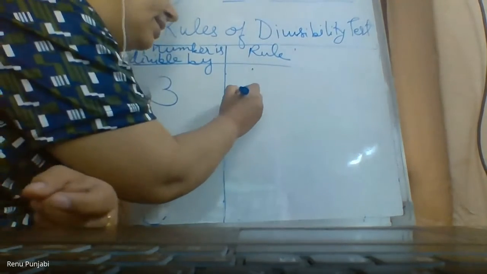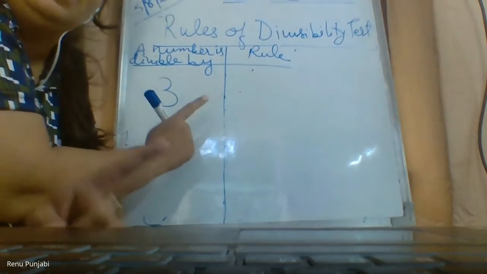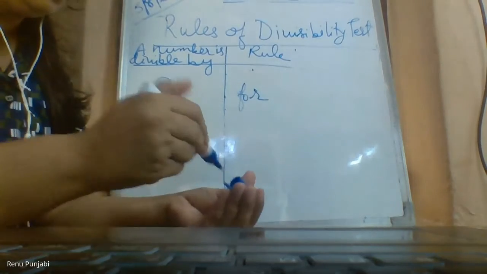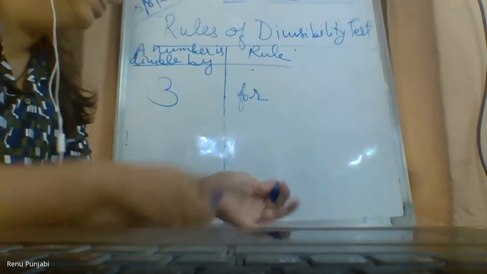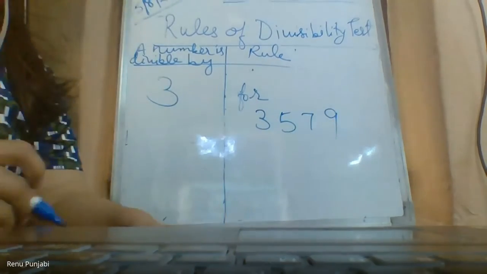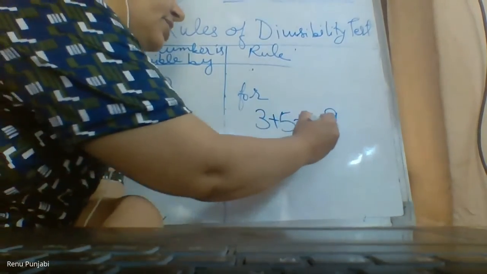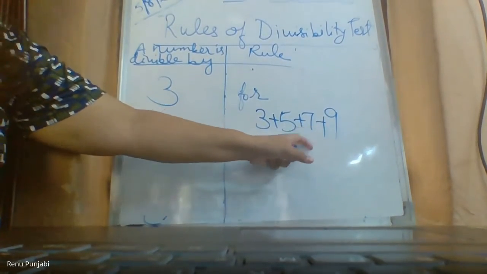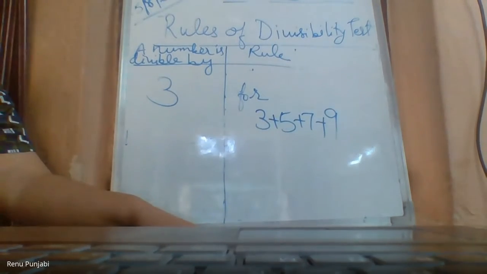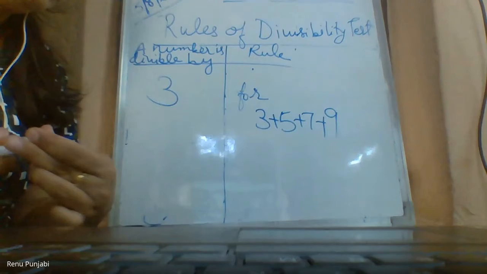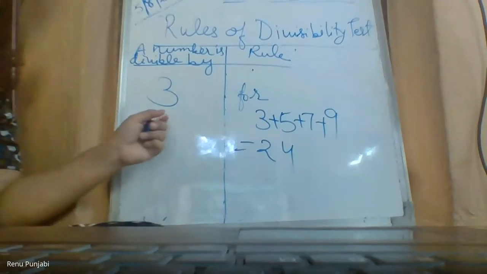For example, now don't write, just listen, pay attention here. For example, if I am writing any number, 3, 5, 7, 9, this is the number. So what I will do, I will add the digits. 3 plus 5 is 8, 8 plus 7 is 15, 15 plus 9 is... what is 15 plus 9? Ma'am, 24. Is 24 divisible by 3?